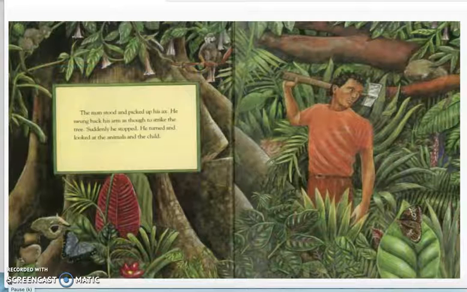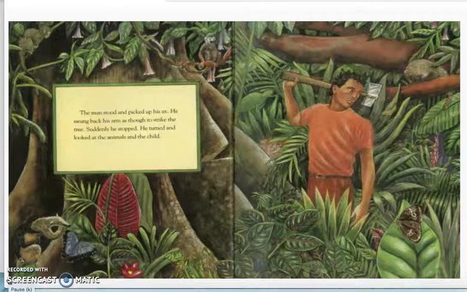The man stood and picked up his axe. He swung back his arm as though to strike the tree. Suddenly he stopped. He turned and looked at the animals and the child.